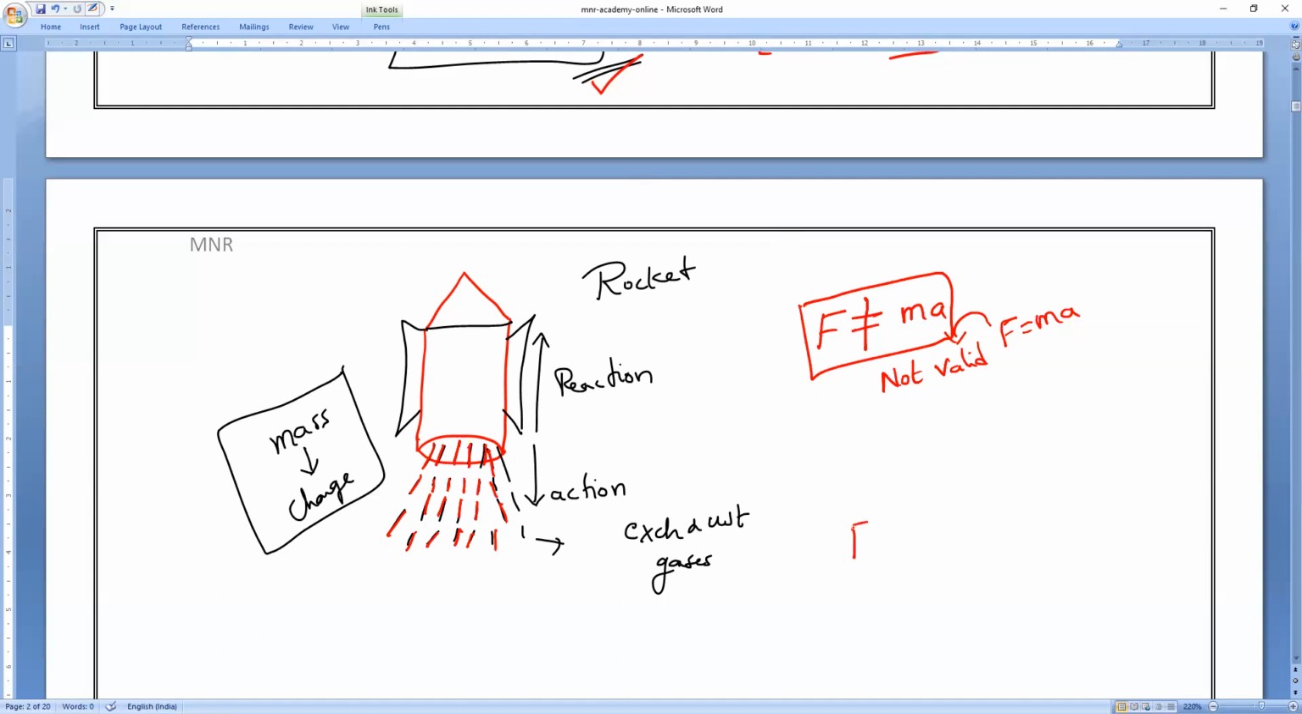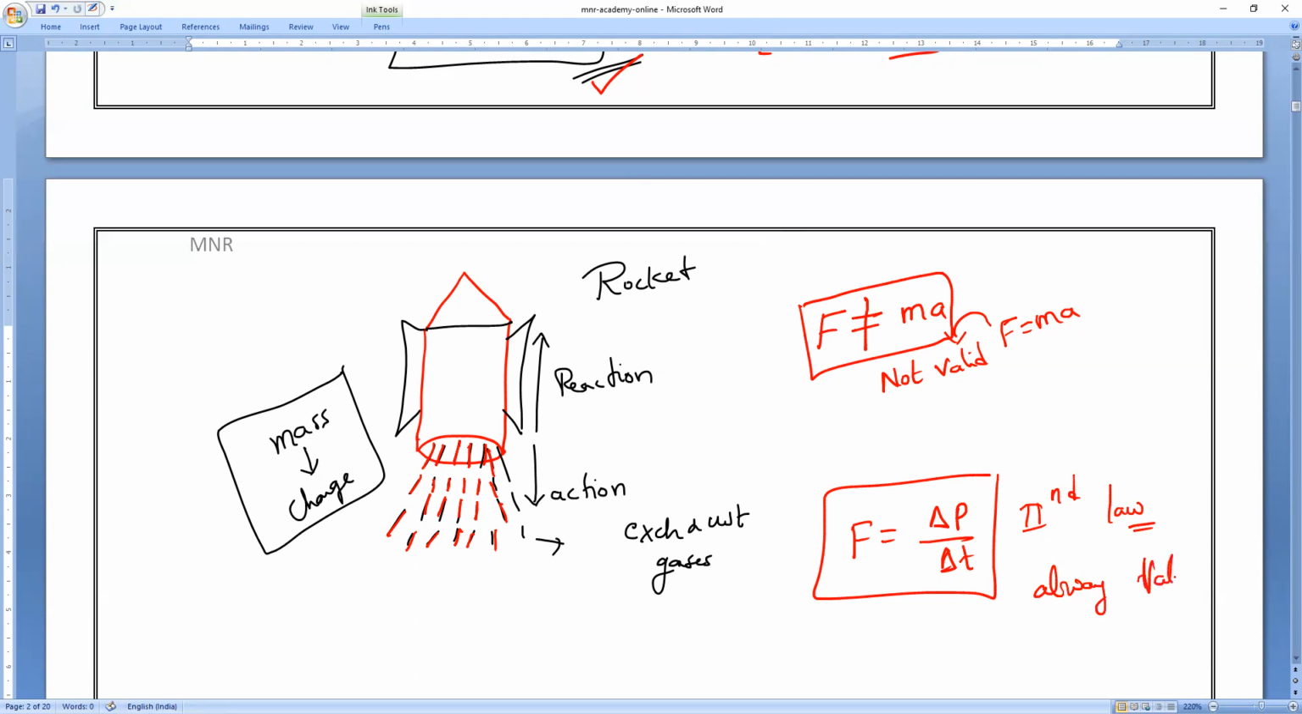In this case, F is equal to change in momentum divided by change in time. This is also called the second law only. This is always true, always a valid one. Because we all know that momentum is directly proportional to, what is the momentum formula? Mass into, everybody.